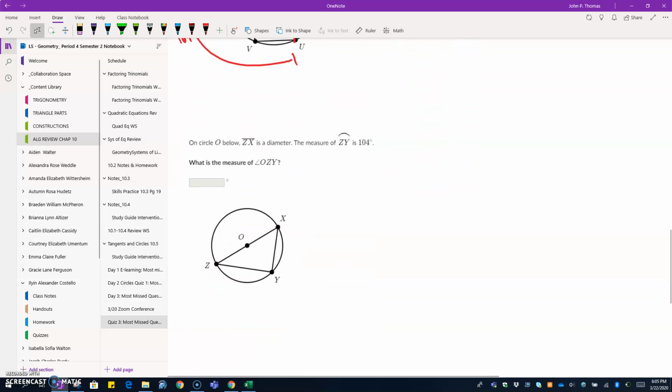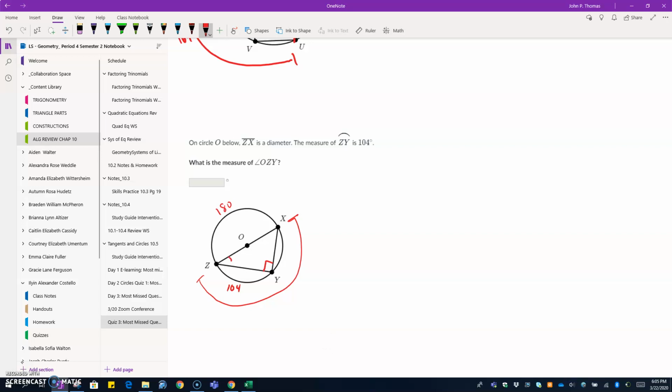Moving on to the fourth most missed and the last one we're going to go over here. We've got on circle O below, ZX is a diameter. Now as soon as I say diameter, we know that this is a right angle. We know that this side is 180 degrees. It tells you that ZY is 104. All right, we know we have 180 all the way around here, so we know we could get XY if they ask for it. All right, but what they ask us for is OZY.